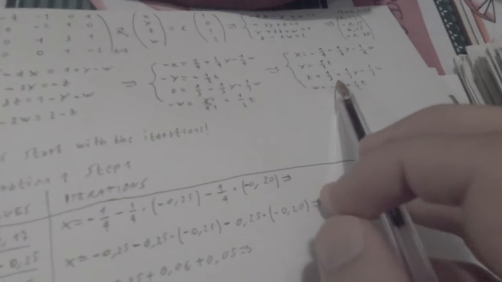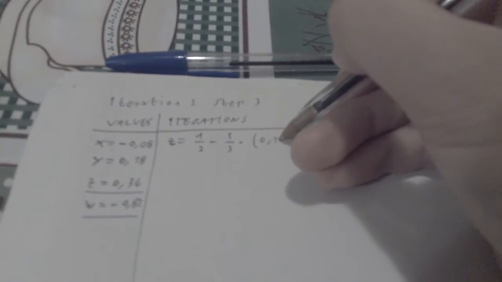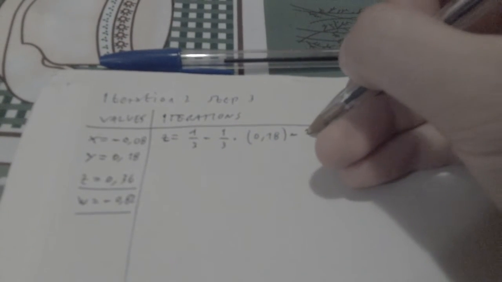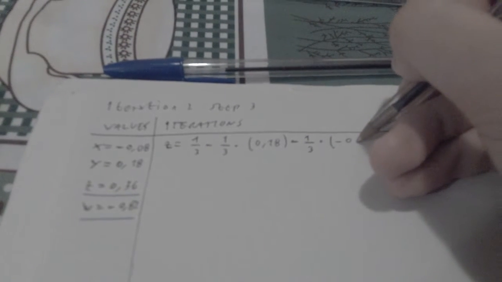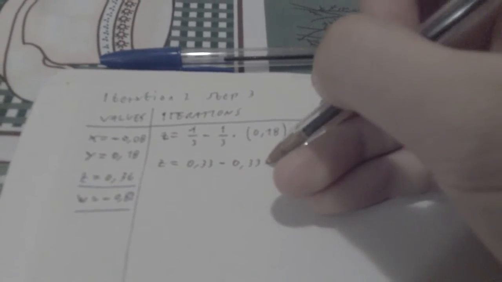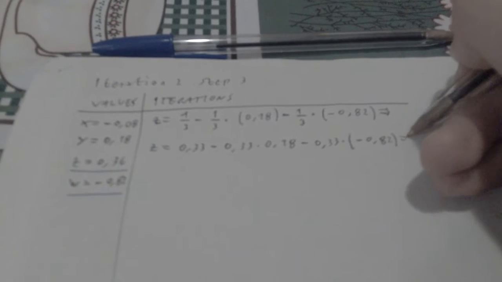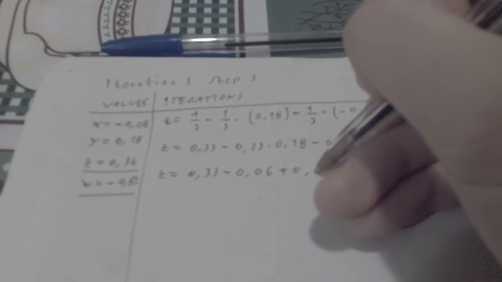Okay, so z is gonna be, once again, the equation that we just found before, so 1 over 3, minus 1 third times 0.18, minus 1 over 3 times negative 0.82. These are new values of w. So 1 third is 0.33, minus 0.33 times 0.18, minus 0.33 times negative 0.82, and z therefore is 0.33 minus 0.06 plus 0.27, and this is gonna give us z equal 0.54.